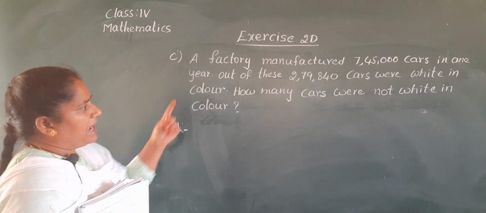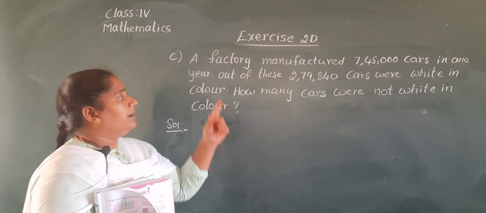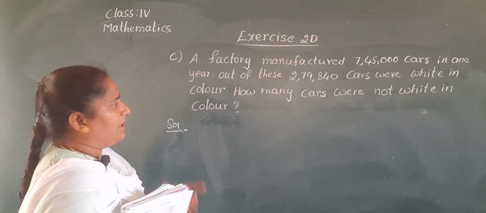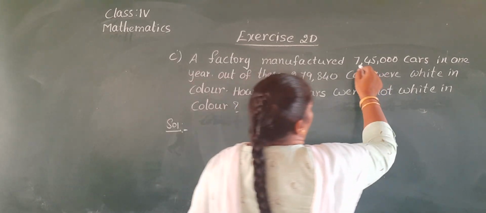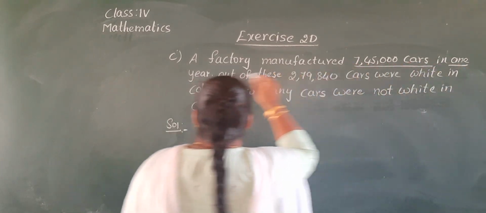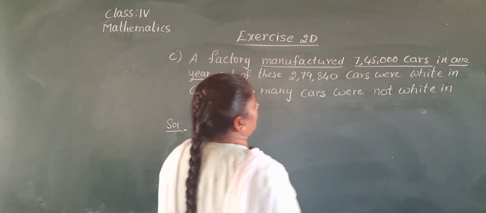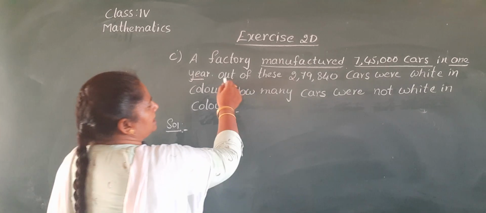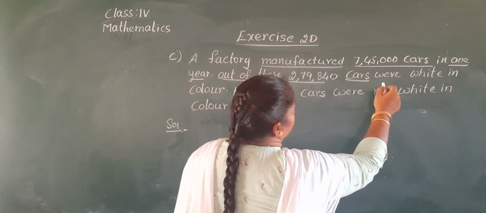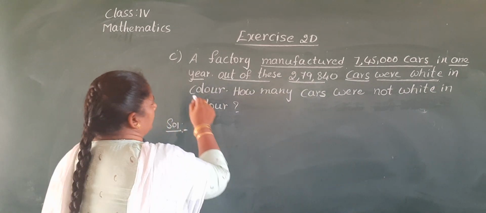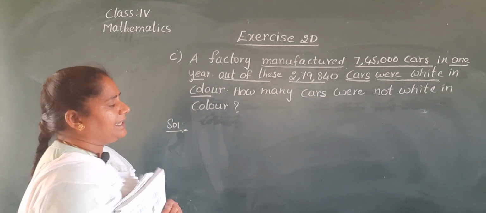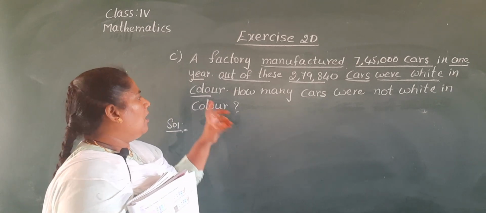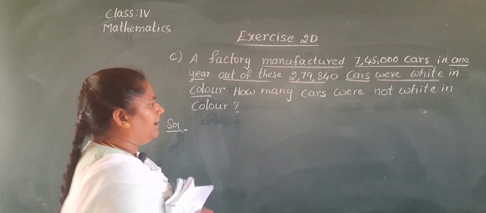So a factory manufactured, again I read the question, Nana. A factory manufactured 7,45,000 cars in 1 year. How many cars manufactured? In 1 year, yes, 7,45,000 cars. Okay, out of these, number of cars were white in color. So, 2,79,840 cars are white color. Okay, ma? Now, how many cars were not white in color?